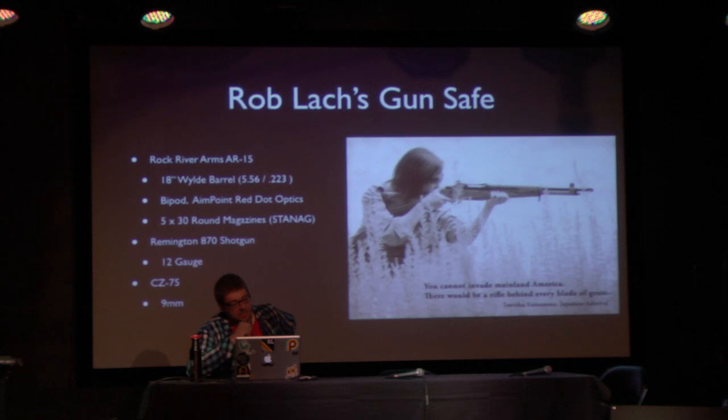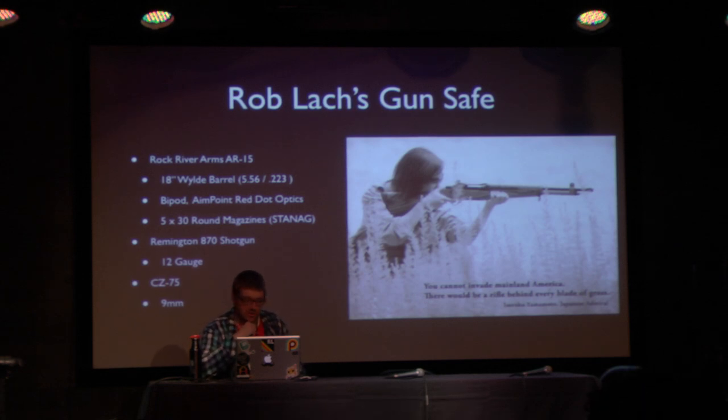So my gun safe has three guns in it. One is a Rock River Arms AR-15. It has an 18-inch wild barrel, as I suggested. That's a good purchase. It has a bipod with an Aimpoint red dot optic, which I also have a 3x magnification for, so I can shoot pretty accurately up to 200 yards, which is, in any case, more than I need. And I have five 30-round magazines, according to the STANAG standard, which is the NATO standard, which holds both 5.56 and .223. I also have a Remington 870 shotgun in 12 gauge, which is the home defense specialty, and then a CZ75 pistol, which is made in the Czech Republic, which just feels great to me.